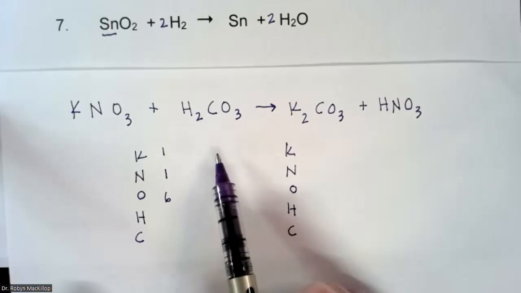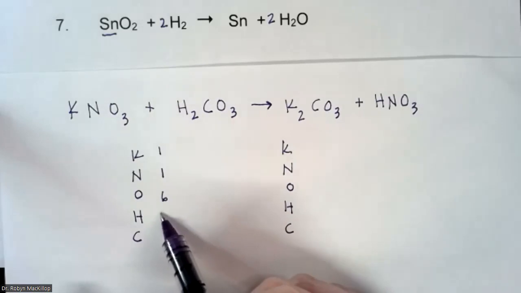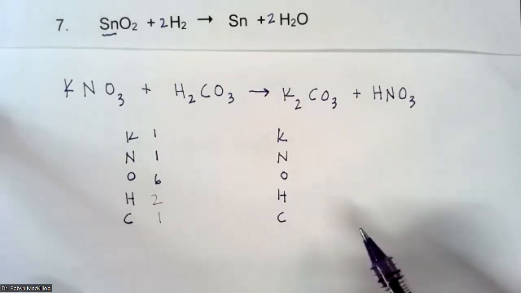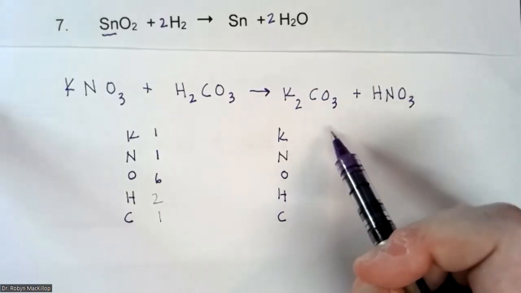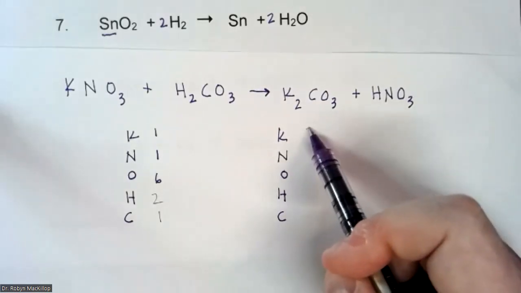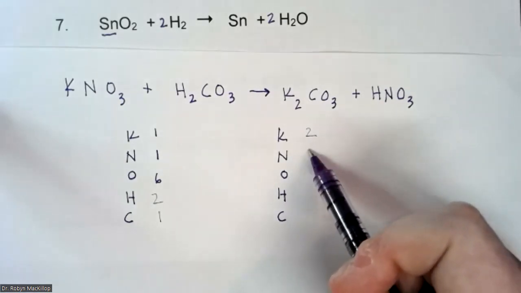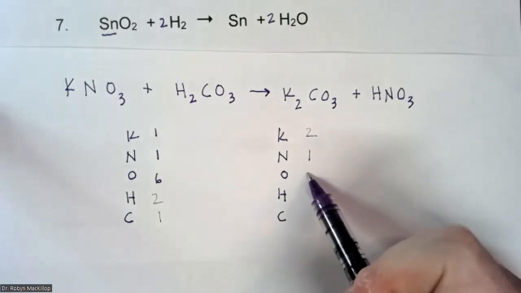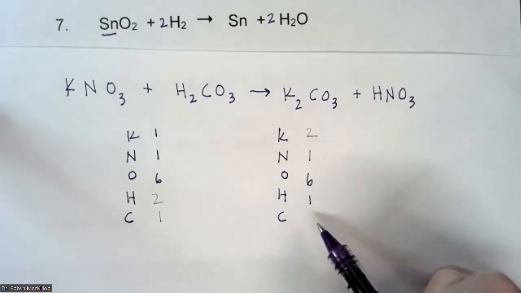It's wild, isn't it? How many H's on this side? Two. And how many C's? One. Perfect. This wasn't a super easy one. This one's busy, there's a lot going on. So how many K's on this side? Two. How many N's? One. How many O's? Six. How many H's? One. And how many C's?